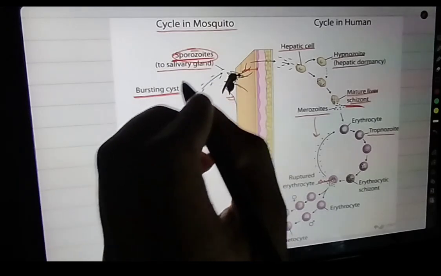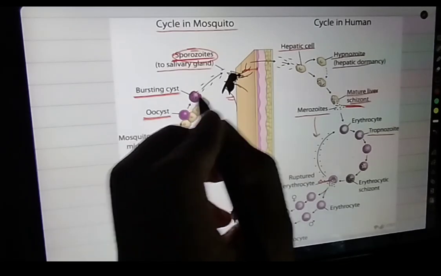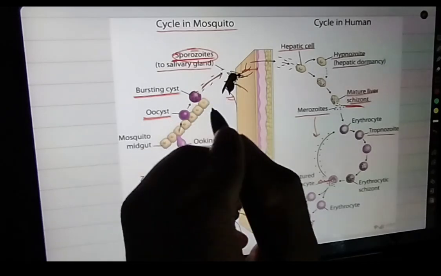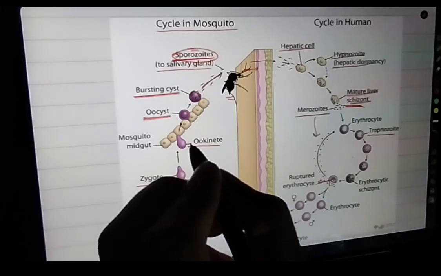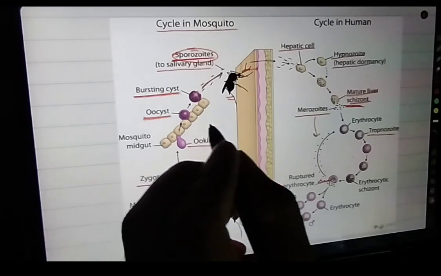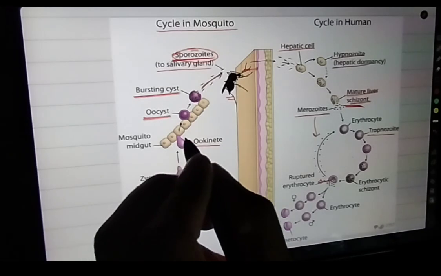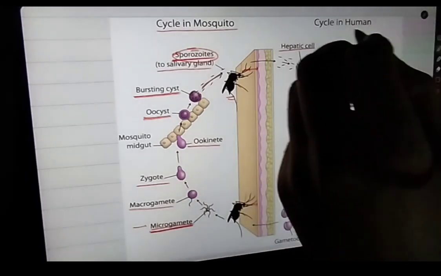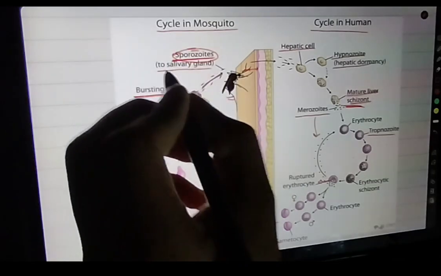They reach the salivary gland of the female Anopheles mosquito, where they are stored. And when this female Anopheles mosquito bites another victim, it continues the cycle. So this is all about the life cycle of the malarial parasite. It takes place in the human body as well as in the female Anopheles mosquito. The asexual cycle occurs in human beings, while in the female Anopheles mosquito there is the sexual cycle.